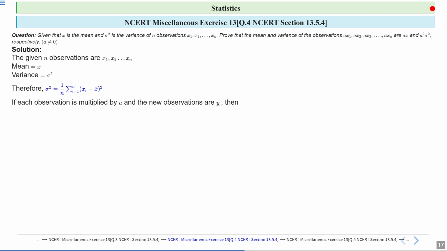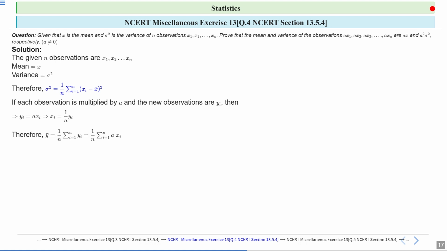Now let's consider what happens if we multiply each observation by a constant a. So we define the new observations as yi equal to a times xi for each i. So yi equal to a times xi, which means xi equal to 1 divided by a times yi.